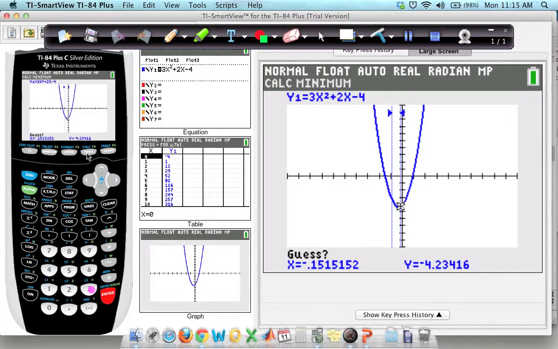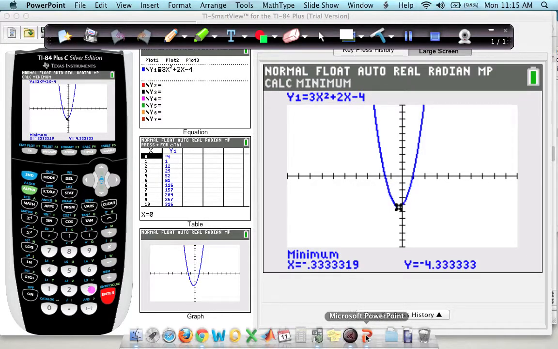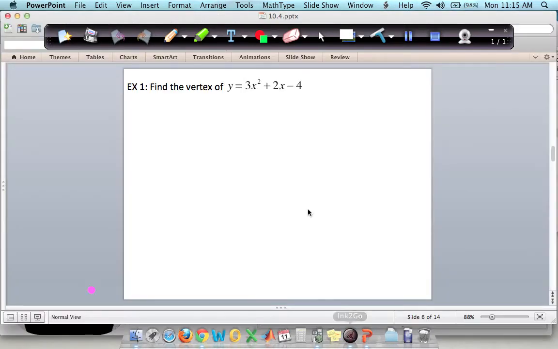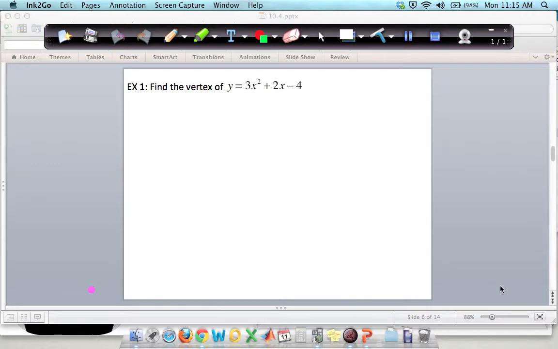And then it's going to ask you, do you want me to guess? Question mark, and hit enter. And then you get your minimum or your vertex, which is negative 0.333, negative 4.3. And that's just in decimal form. This is negative 1/3 and negative 4 1/3. Okay. So those are two different ways to find the vertex.